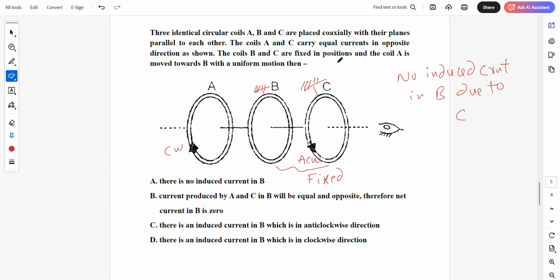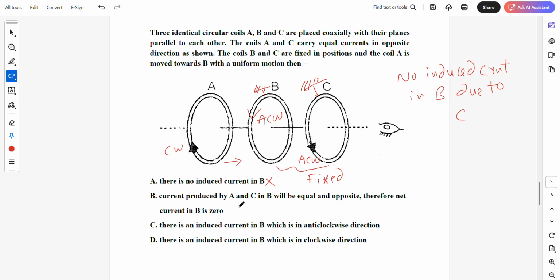The coils B and C are fixed in position, and the coil A is moved towards B with a uniform motion. What happens? The current is in the clockwise direction here, and here you will get a current in the opposite sense, anti-clockwise direction. So easy it is. Option: there is no induced current in B.